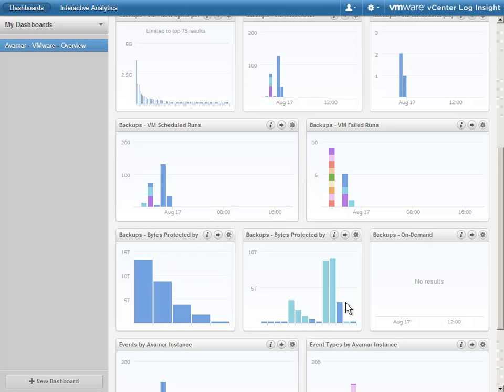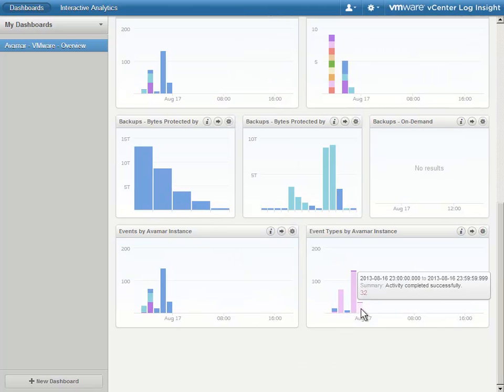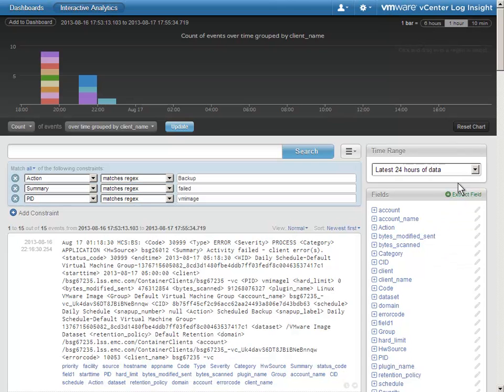We also split things out by data set. So if you're doing image-based backups and non-image-based backups, you can see the difference in what's being consumed in those widgets. It's also important to mention that Avamar generates plenty of other types of events. We're focusing mainly on activities here. So if you wanted to look at other types of events, you could also create widgets for that as well.